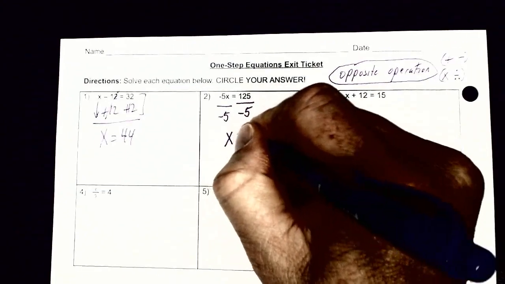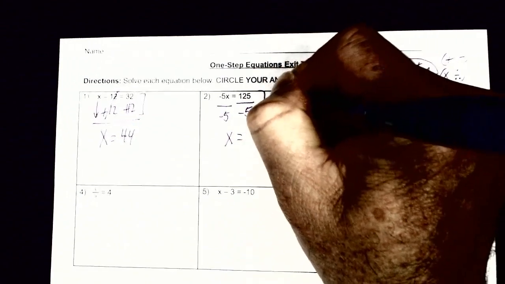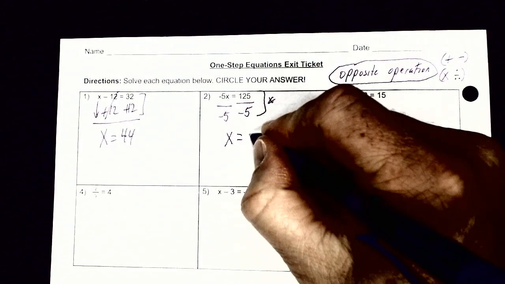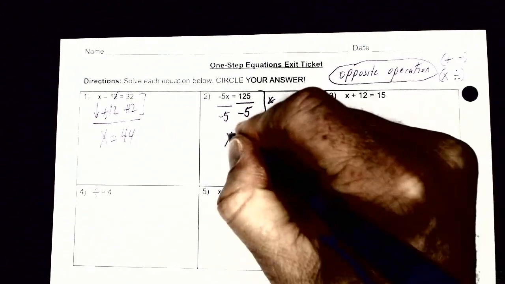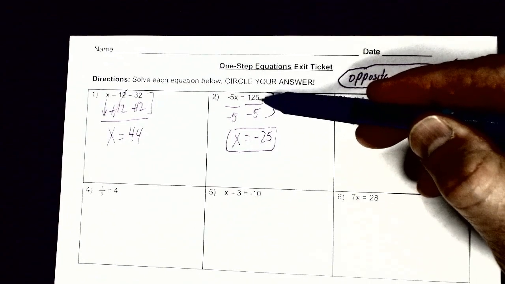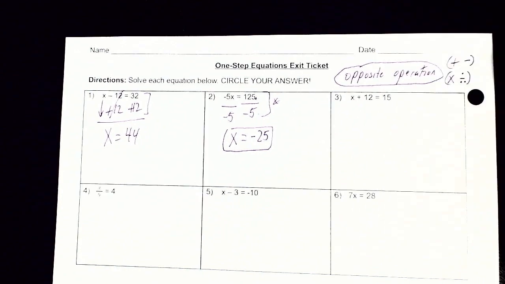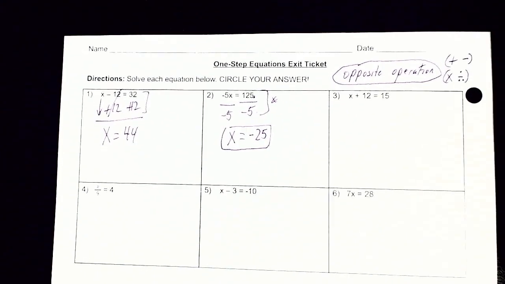And you've got to solve this part right here. Now, a positive and a negative gives me a negative 25. How did I get that 25? I divided 5 into 125. And that's a negative 5 into a positive 125, so that's a negative number. See, this is why we practice our negative numbers all the time.